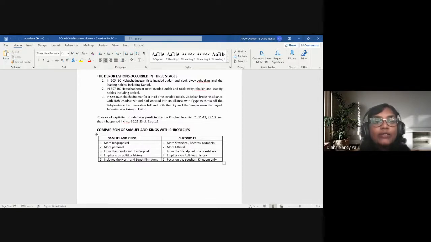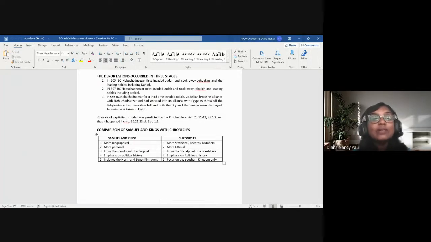And in 586 BC, the third time, Nebuchadnezzar invaded Judah. This time Zedekiah, the king, broke his alliance with Nebuchadnezzar and entered into an alliance with Egypt to throw off the Babylonian yoke. Jerusalem fell, and both the city and the temple were destroyed. This time Jeremiah was taken as a captive to Egypt.